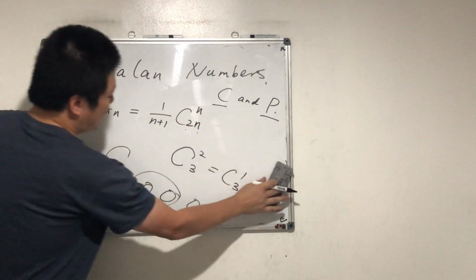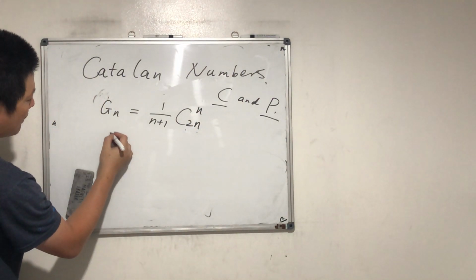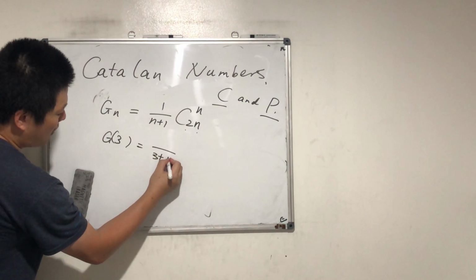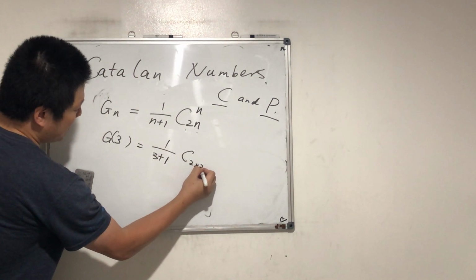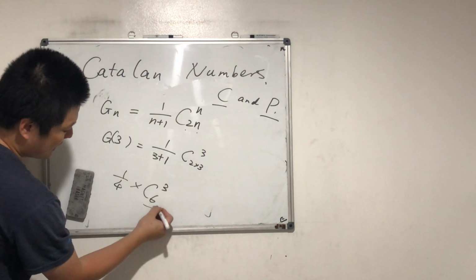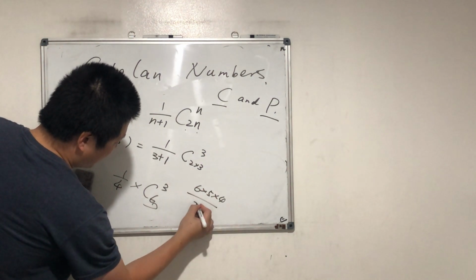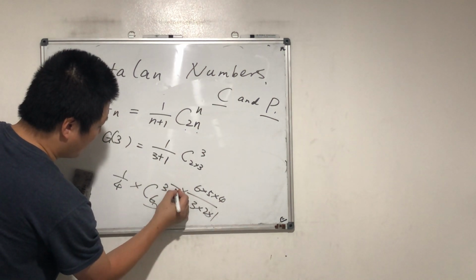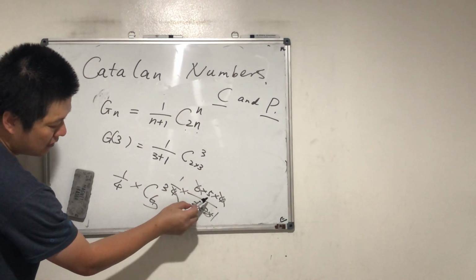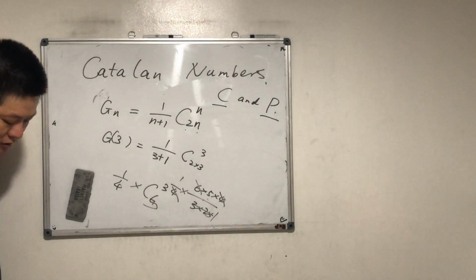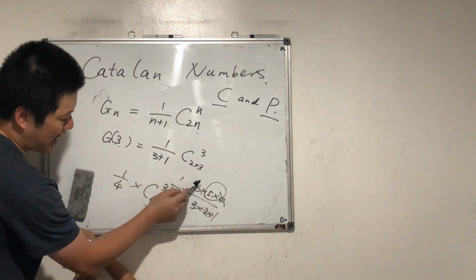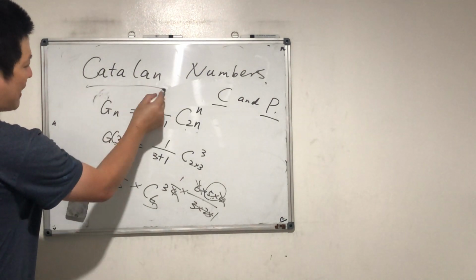Let's check this. G3 equals 1 over 3 plus 1 times C(2 times 3, 3). So 1 over 4 times C(6, 3), which is 6 times 5 times 4 over 3 times 2 times 1. And then we have a 1 over 4, so these cancel out. What's the answer? G3 equals 5. We just cancel out everything except the 5. So this is the Catalan numbers.